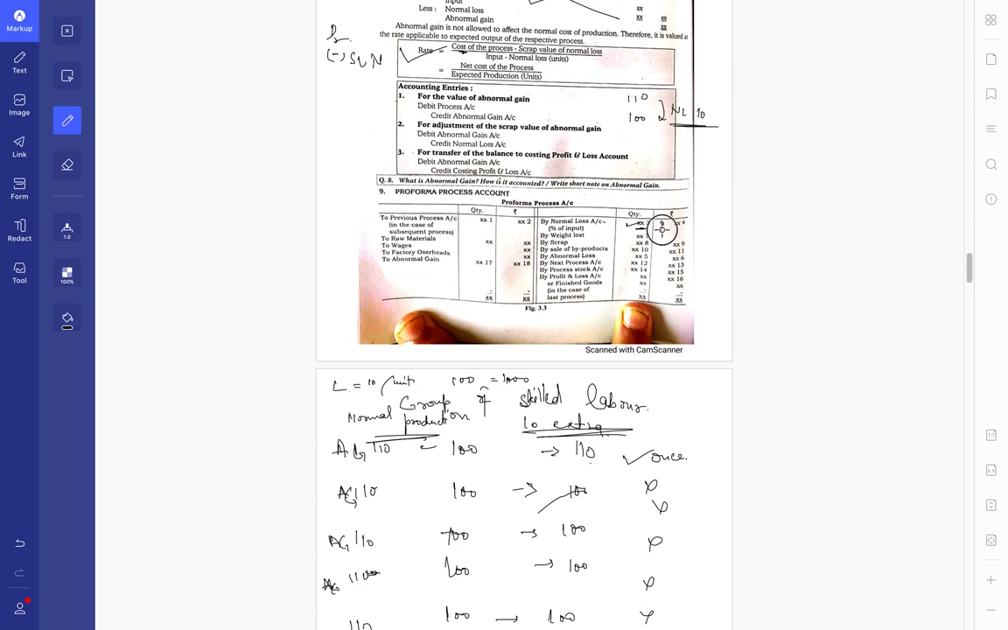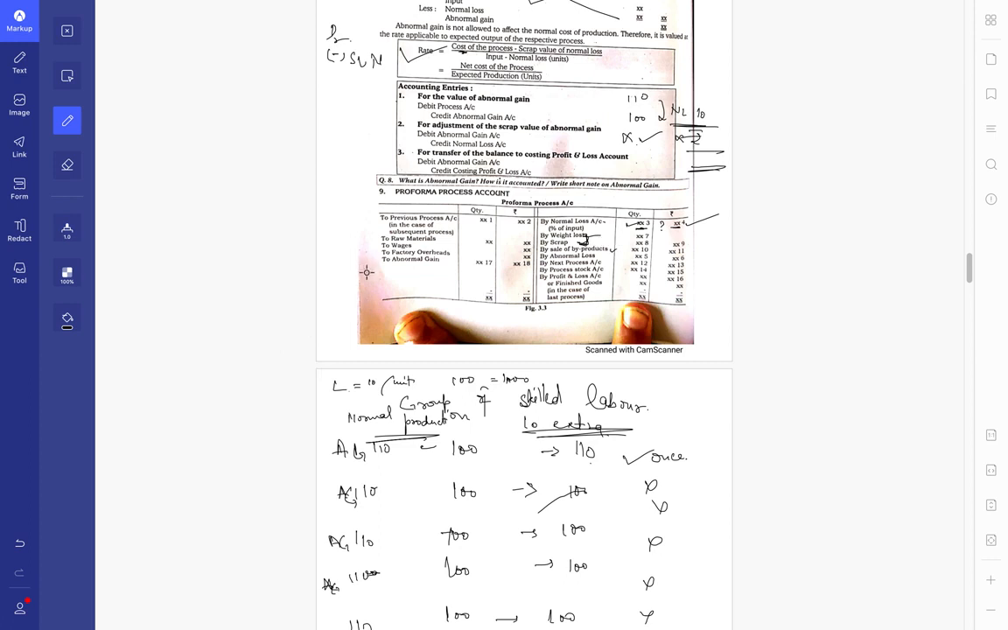But what about the rate? In case there is no rate mentioned in the question, the amount column goes blank. If there is a rate given, you multiply this quantity with the rate, you get the total, you put it in the outer column. The weight lost, the scrap, the sale of byproduct. These three, the treatment shall be the same. I'll explain one and you'll figure out the rest. Weight loss and scrap. I'll explain one to you and you will be able to figure out the rest.